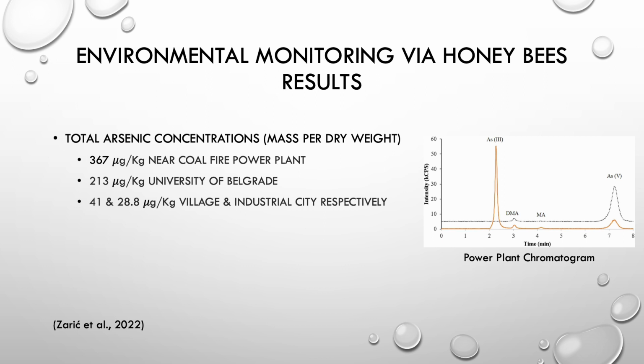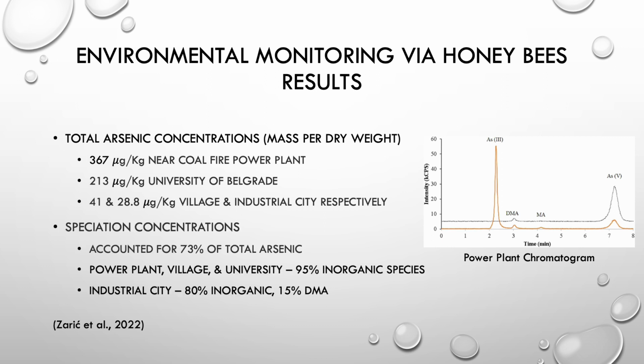Here we have a power plant chromatogram. For the speciation concentrations, it seemed as if the speciation plan did work. It accounted for about 73% of the total arsenic. So all of the mass of the species accounted for 73% of the total arsenic. The power plant, village, and university had 95% in organic species, which are the most toxic.